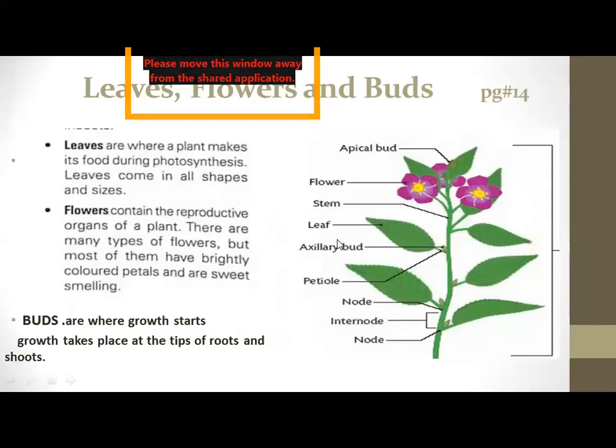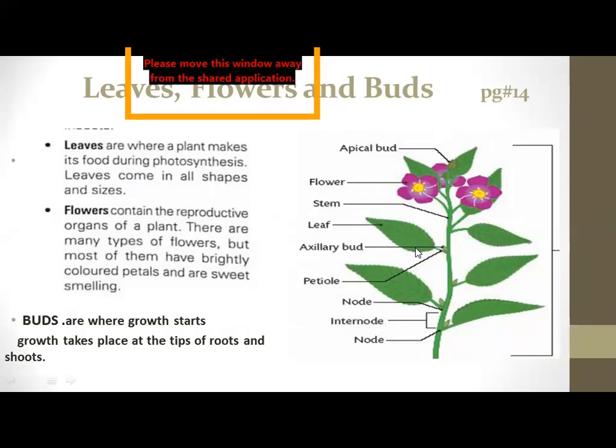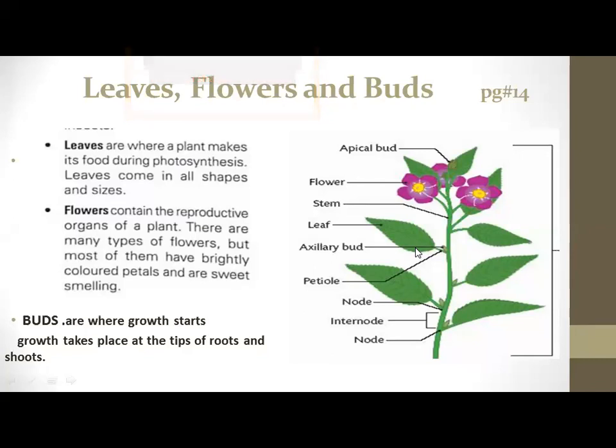Now come towards leaves, buds, and flowers. Now come towards first, leaves. You can see here in this figure, these are so-called leaves, okay? All of you are familiar with the leaves of plants. Leaves are where a plant makes its food during photosynthesis. Leaves are the parts of the plant which are used for the preparation of food during a process called photosynthesis. Leaves come in all shapes and sizes. You can observe that each and every plant has a different type of leaves. For example, the leaves of a primrose will be quite different from that of a rose plant, and so on.